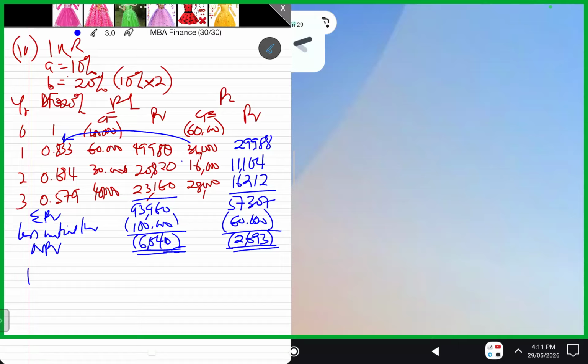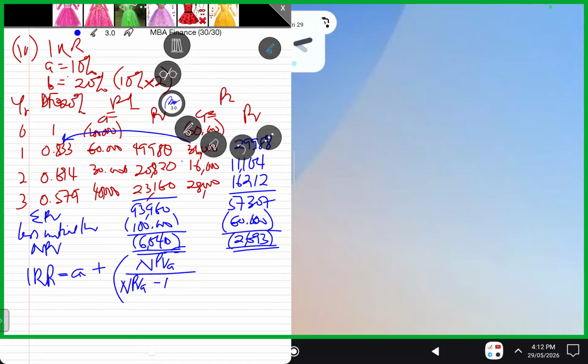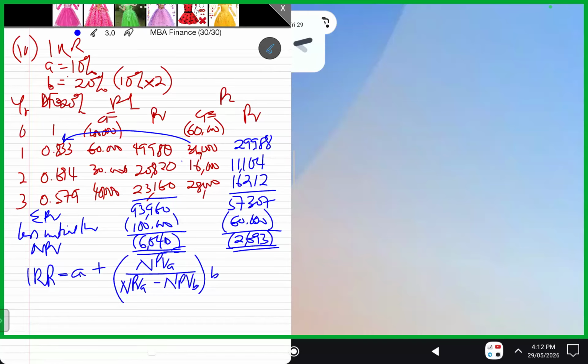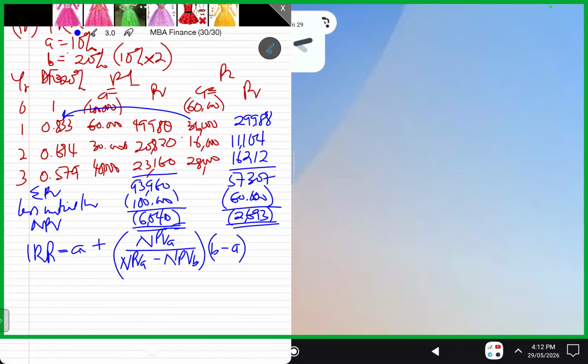Now, the IRR has a formula. The formula is A, which is the first interest rate or discount rate, plus the NPV A, the NPV we got when we used 10%, over NPV A minus NPV B, and then multiplied by the B rate, which is the second one we took, minus the A rate, which is the first one. Are you good?